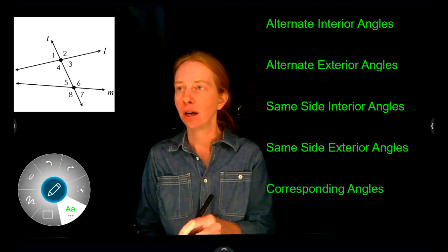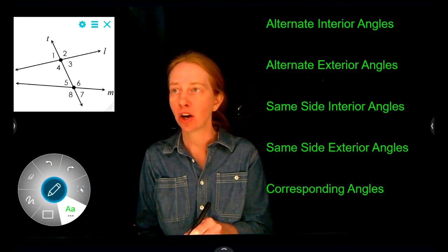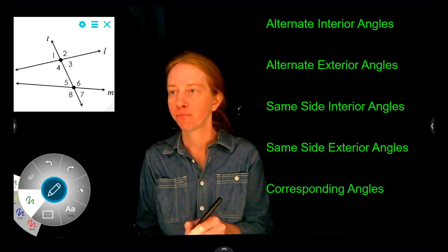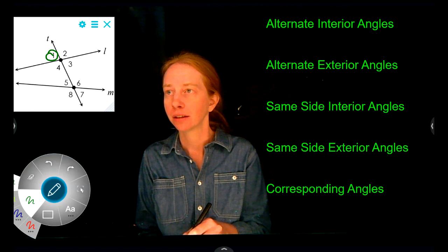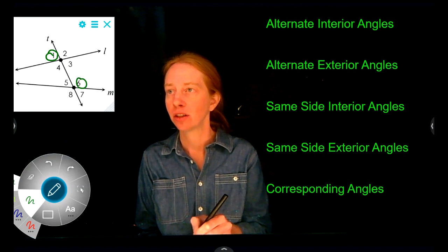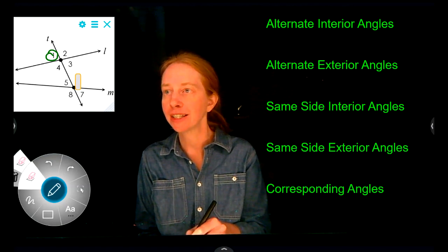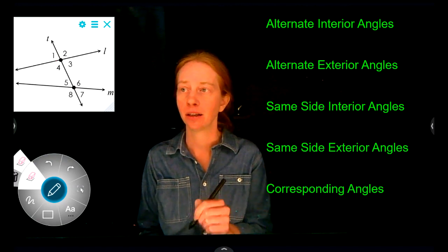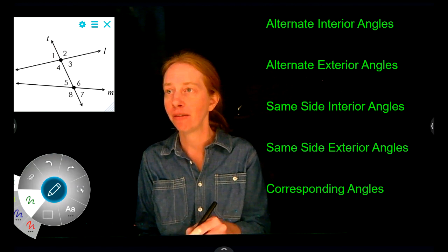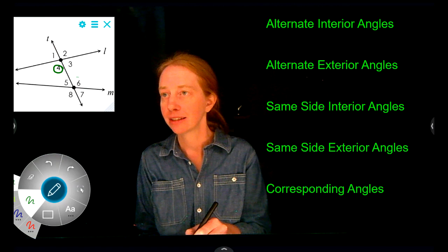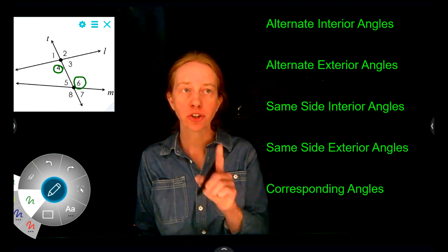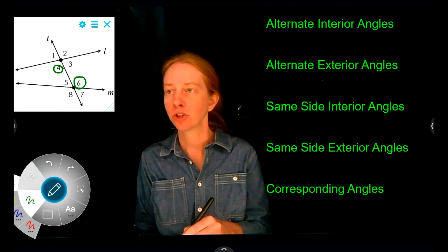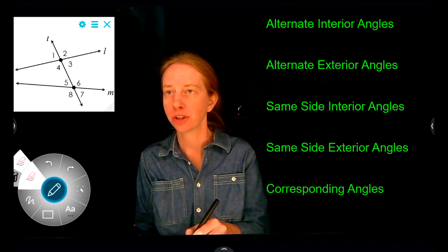Okay, so numbers over here that are alternates are things like 1 and 6. Those are on alternate sides of this transversal line. Okay, another example of alternate would be 4 and 6. Those are alternate. Okay, that's what you're looking for, the word alternate.